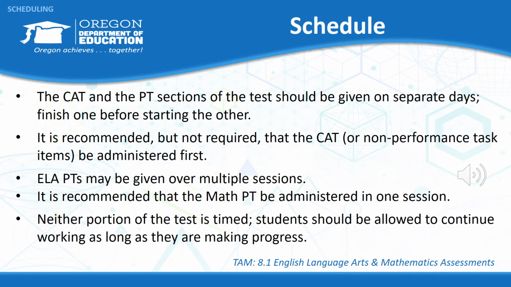Here are some guidelines and best practices for scheduling ELA and math summative assessments. Both assessments consist of 2 parts: the CAT, or Computer Adaptive Test, and the PT, or Performance Task. The CAT and the PT sections of the test should be given on separate days. Students should finish one before starting the other. It is recommended, but not required, that the CAT be administered before the performance task. Whichever is administered first, students should not have both the CAT portion and the PT portion of the test open at the same time. ELA performance tasks may be given over multiple sessions.